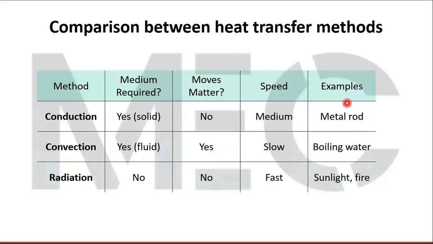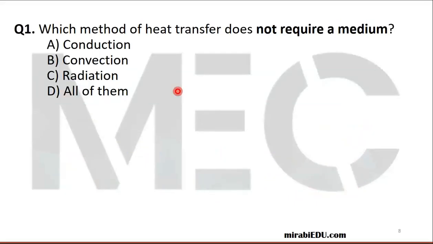Okay. An example of conduction is a metal rod. Examples of convection are boiling water or sea breeze or land breeze. Examples of radiation are sunlight and fire. Okay. Now the quiz problem. Quiz number 1. Which method of heat transfer does not require a medium? Of course, radiation does not need any medium.